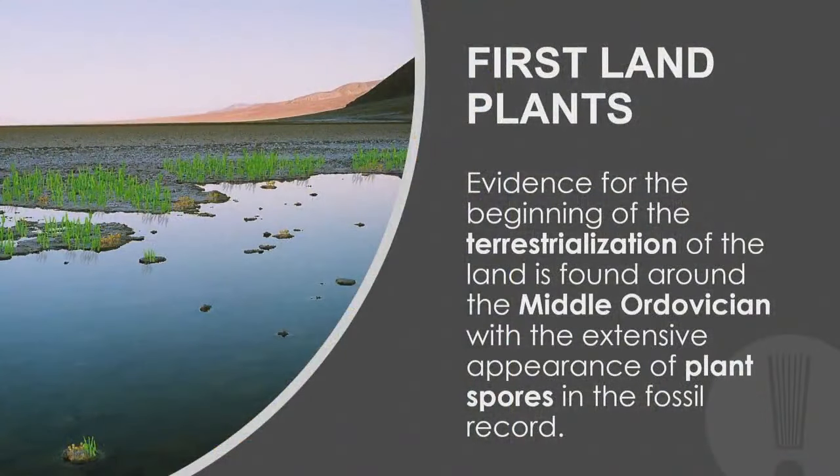This is when we start to see the first land plants, in the Ordovician. Evidence for the beginning of the terrestrialization of land is found in the Middle Ordovician, not so much with plant fossils, but with the appearance of plant spores in the fossil record. North America, Europe, and Gondwana are all covered with shallow seas during the Ordovician.